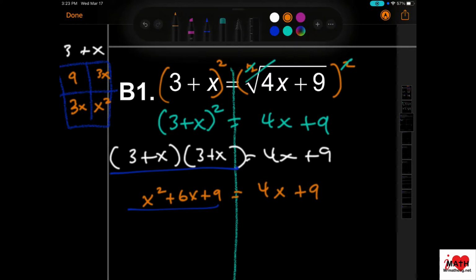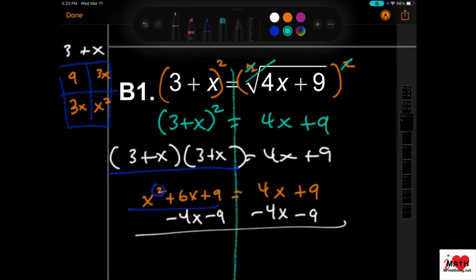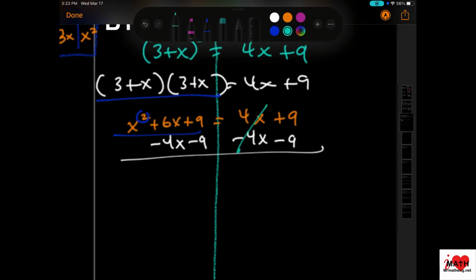Well, if you recognize that we have the highest power is a 2, if I set it equal to 0, then I can use my methods of solving by quadratics. So let's move everything from the left to the right side. And why am I doing that? Because I don't want my a value to be negative. I'm going to line up my like terms. So this is 0, this is 0, this is 0. I have x squared plus 2x equals 0.